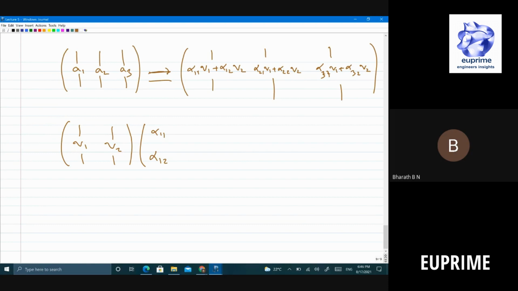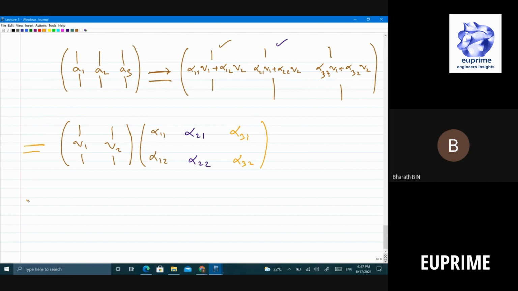So this will give me the first column. Do you agree? What happens to the second? It's alpha 21, alpha 22, and that will give me the second column. What happens to the third? Alpha 31, alpha 32, and this will give me the third. So basically this whole matrix I can write like this, right?